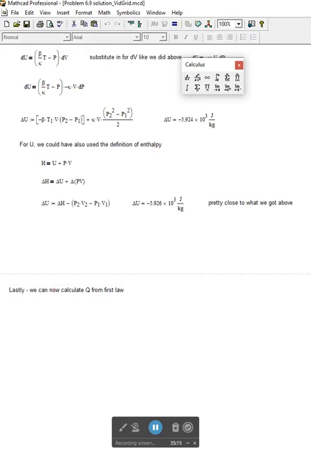and this is just from the first law, and this is just old hat now. We just have our first law. Again, delta U is defined as Q plus W, rearrange. We now have solved for delta U, we solve for W, and we just plug that in, and we get Q is equal to minus 1.084 times 10 to the fourth joules per kilogram. So that's our answer.